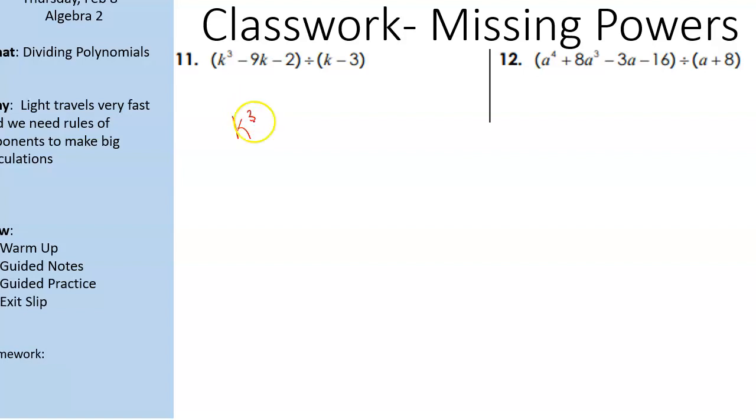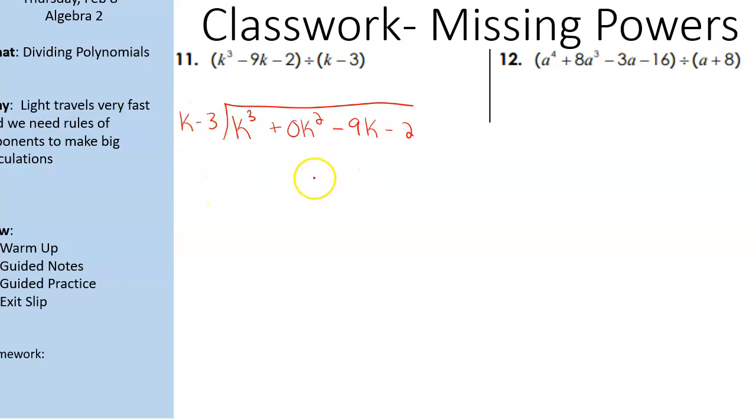So we're going to start with k to the third. The squared power should be next. So we're going to put plus 0k squared. 0 times anything is 0, so I'm not adding anything to this problem. Then I'm going to write the 9k, and then I'm going to write my 9 minus 2, okay? And that's all going to be divided by k minus 3.